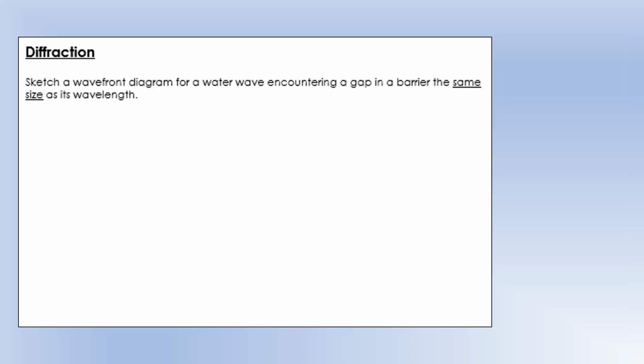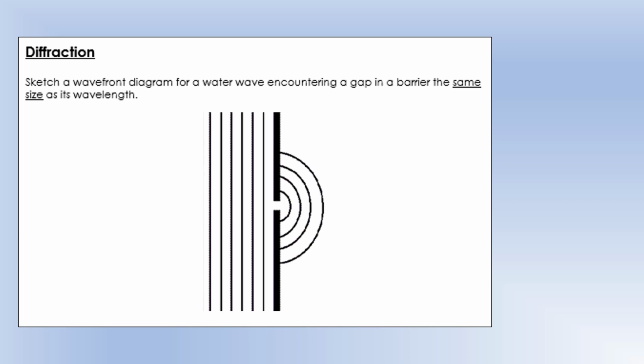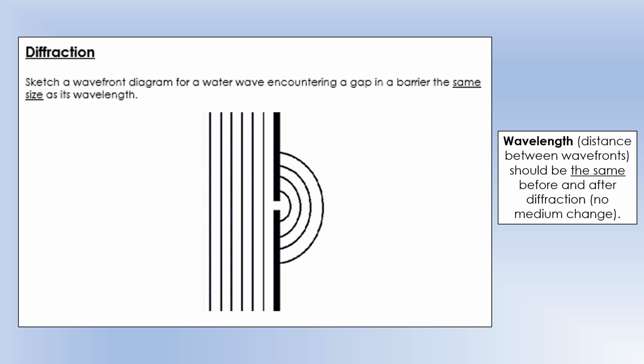So finally, looking at diffraction, you want to sketch a wavefront diagram for a water wave encountering a gap in a barrier the same size as its wavelength. So what we should have is something that looks like this. On the left we've got the incident waves, and on the right hand side we've got the diffracted waves, and if the gap is the same size as the wavelength, we should get perfect semicircles here. One thing I would be looking for here is that the wavelength should stay the same, because we're still in water on both sides, so we shouldn't have any change in wavelength, because neither the speed or frequency have changed.